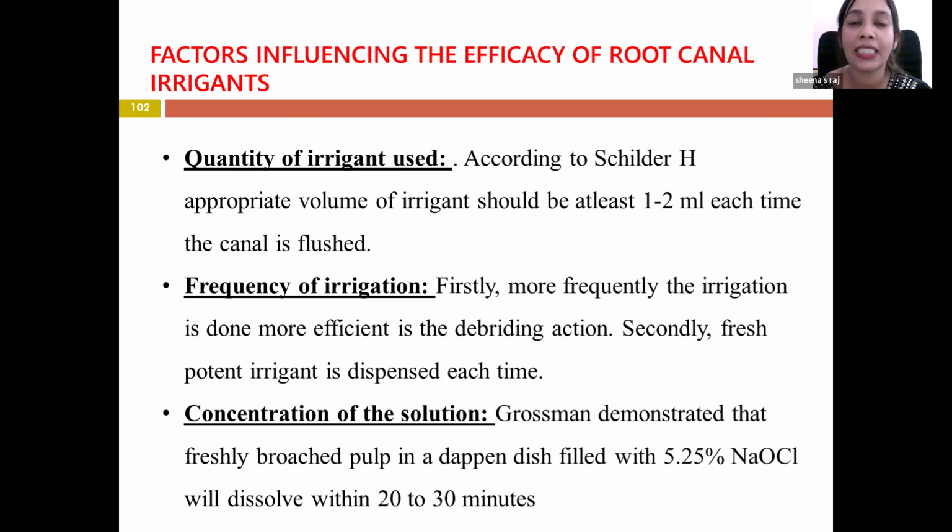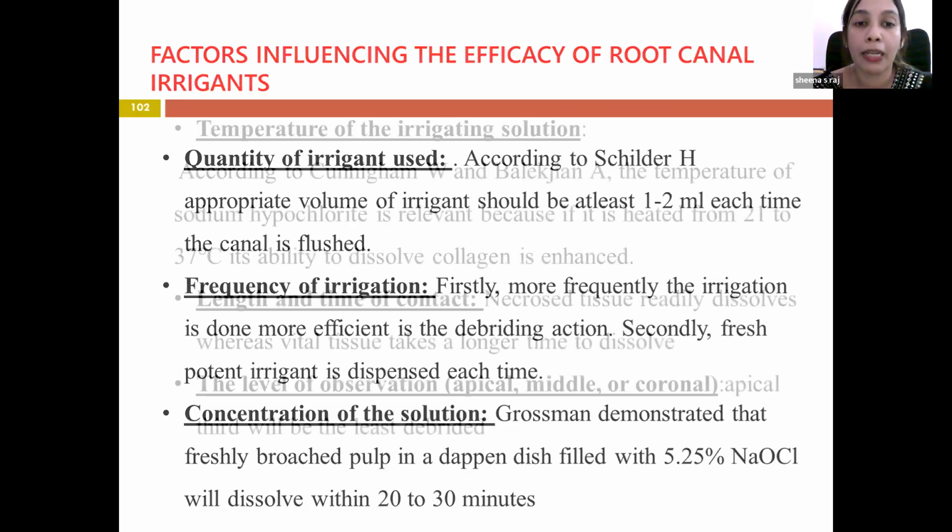Concentration: Grossman did a study where, in a dampened dish, he placed 5.25 percent sodium hypochlorite and onto that he placed a pulp. The entire pulp got dissolved in 30 minutes. So he said to always use 5.25 percent sodium hypochlorite for 30 minutes.